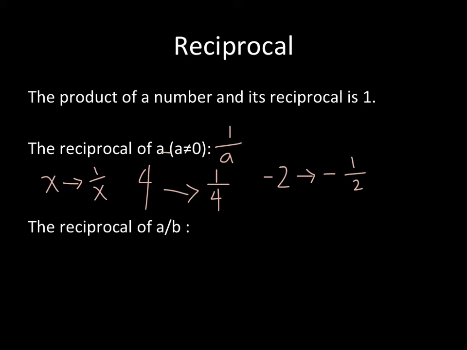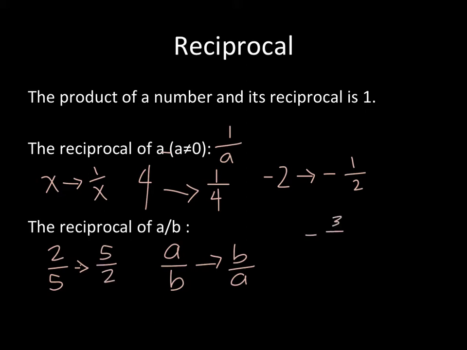If you're actually given a fraction where a is divided by b, we'll write it as a over b. Its reciprocal is b over a. You just flip it. If I had 2 over 5, the reciprocal of 2 over 5 is 5 over 2. It works for negatives as well. Negative 3 over 7, the reciprocal is negative 7 over 3. Notice that the sign does not change, it's only flipped. And this works both ways.